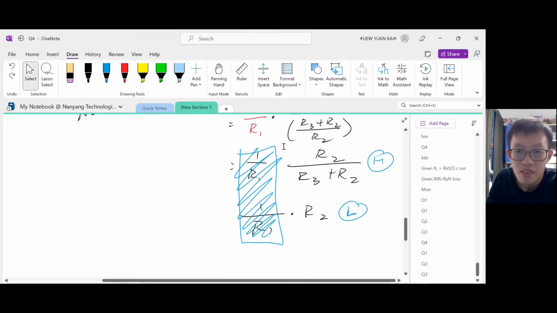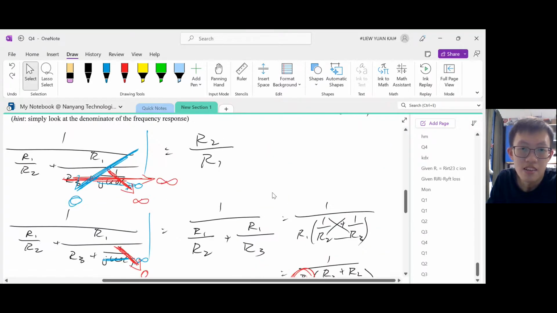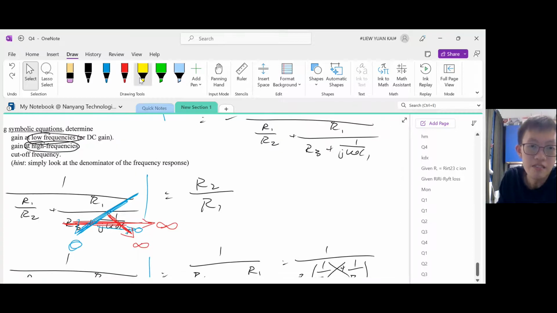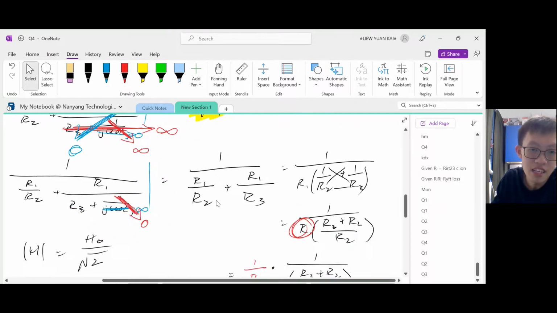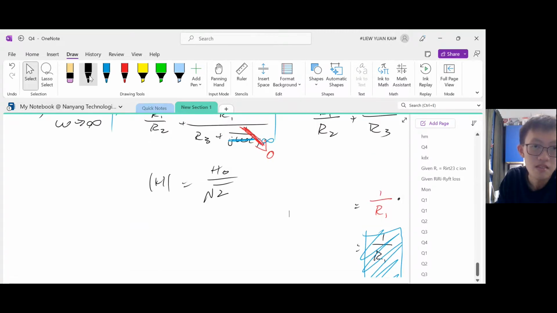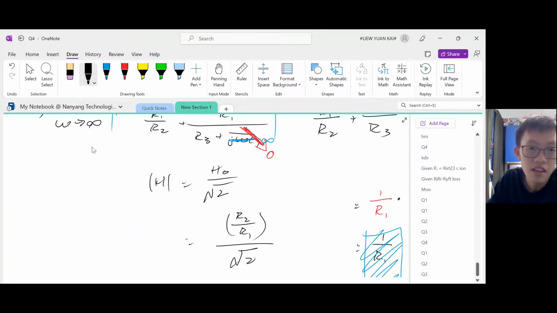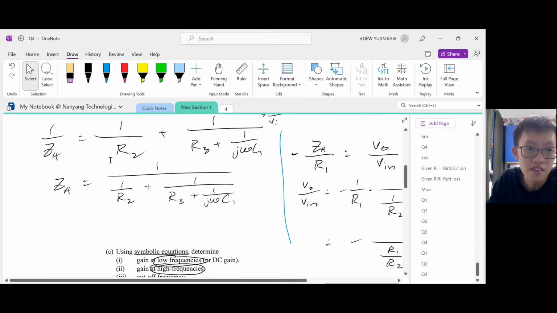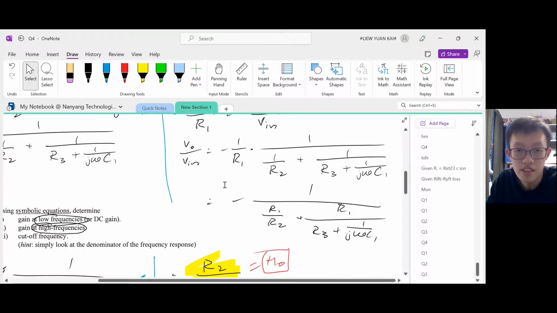Okay, so we know that. Now that we identified that this is the larger value, we know that this is the H naught. Now that we know that this is H naught, we can sub it into this expression. And we have to achieve our gain again. This is our gain.